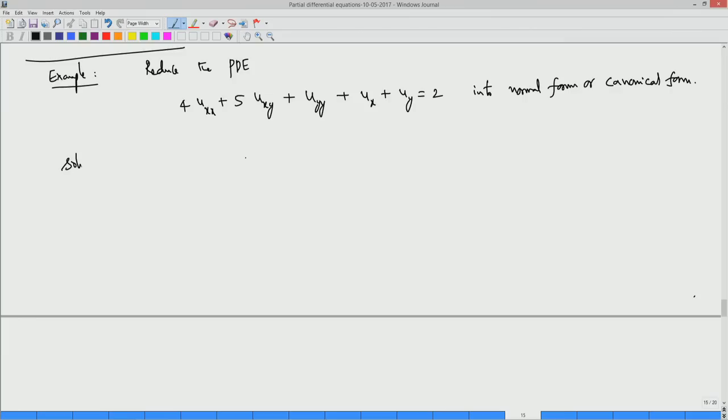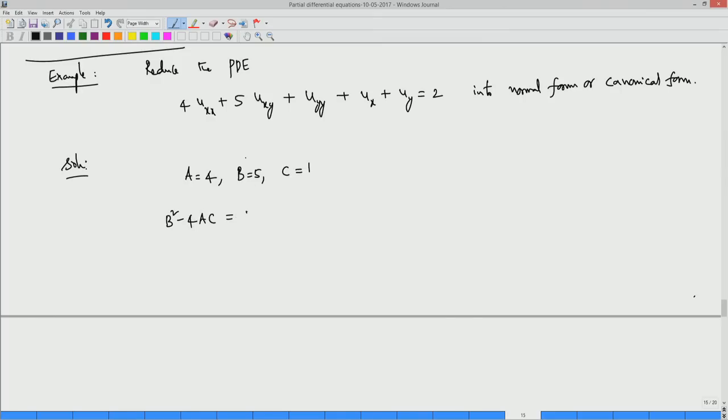So, what is the solution? The solution is we have to reduce this into the form. So, what is that? Just consider this is your A. So, A is 4, B is 5, C is 1 and D, E are 1, 1, which we do not really need. So, what you have to see is the discriminant. Discriminant is B square minus 4AC.